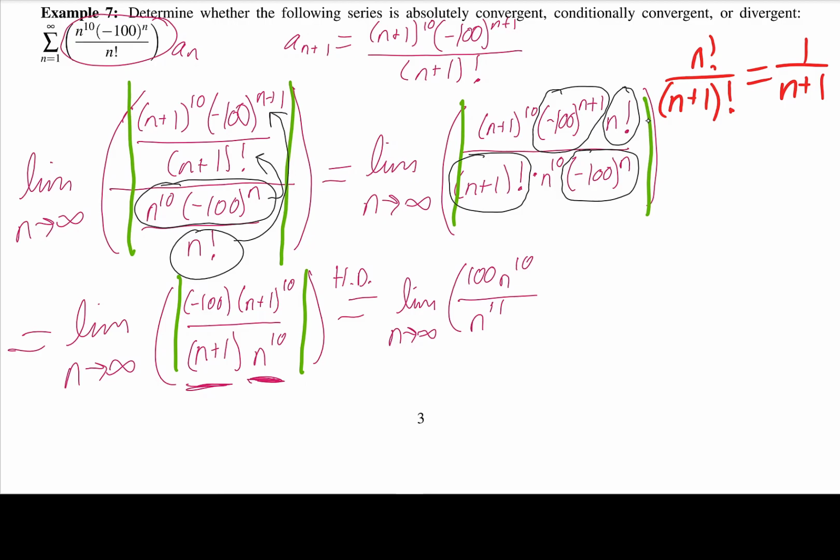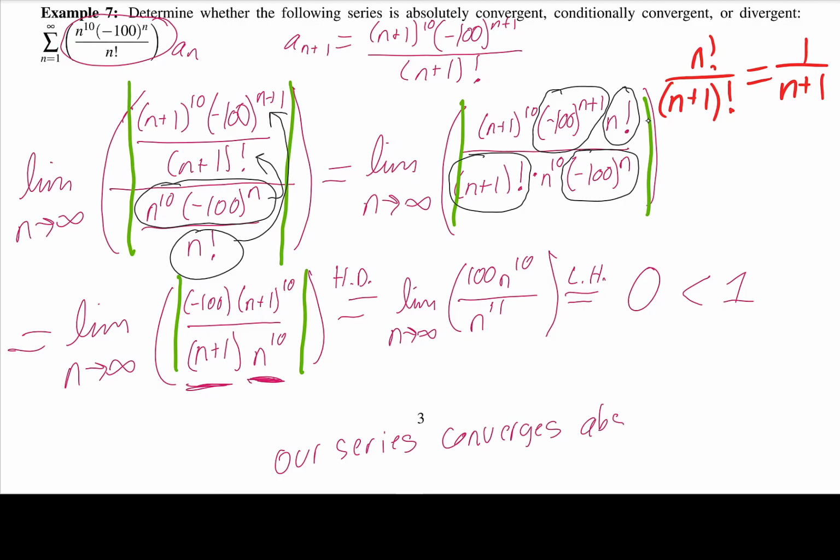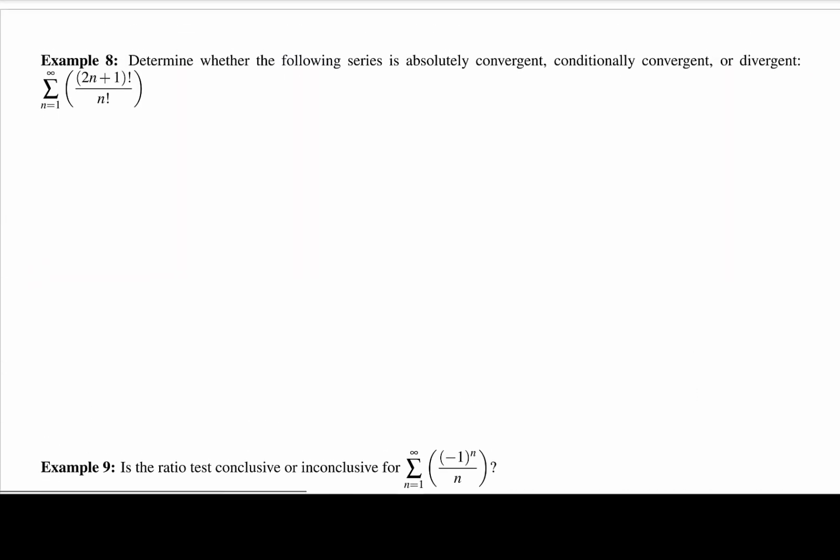All right. And then by L'Hopital's rule, we can get that this is going to go to 0. And 0 is less than 1, which means that our series converges absolutely by the ratio test. All right, now let's take a look at example 8.